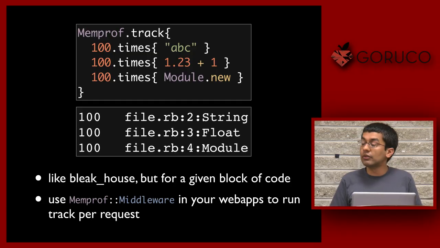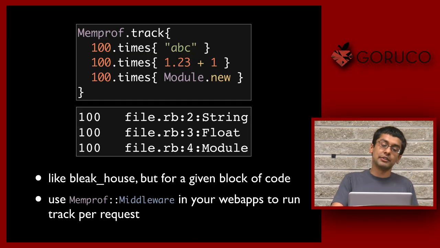There's also a wrapper around this, memprof middleware. You can load this middleware into your application, and for every request, it'll basically dump out to stdout or stderr a little report like this.